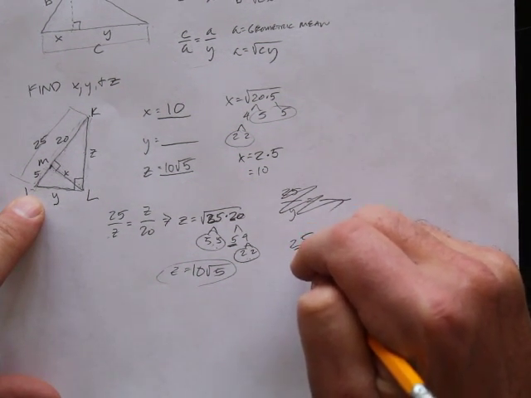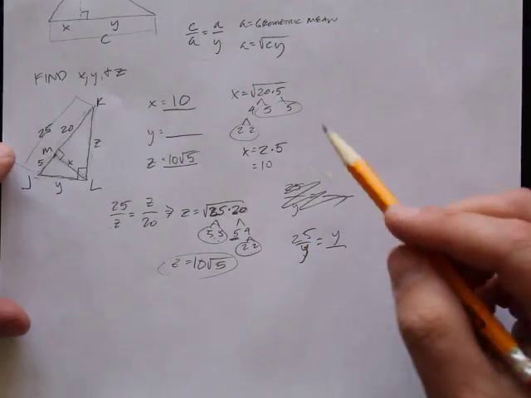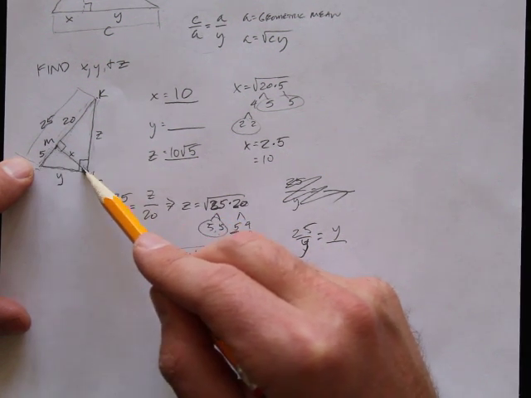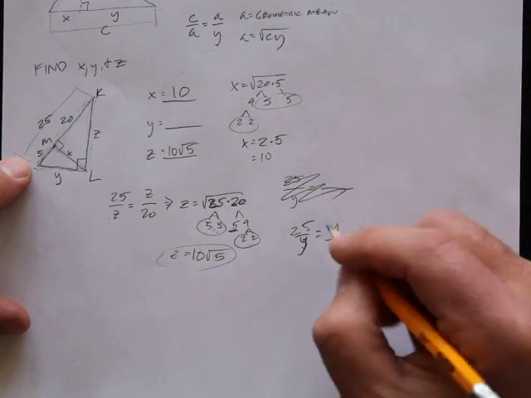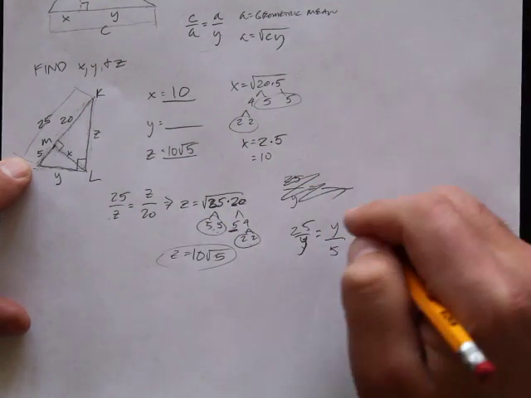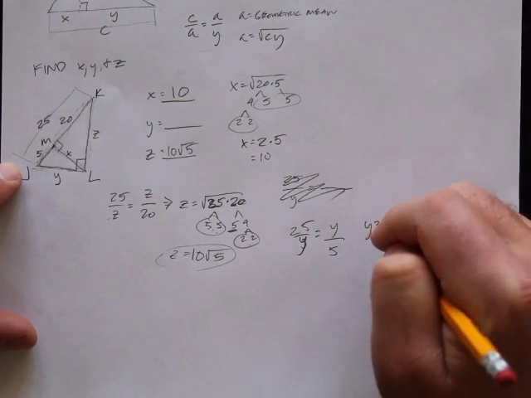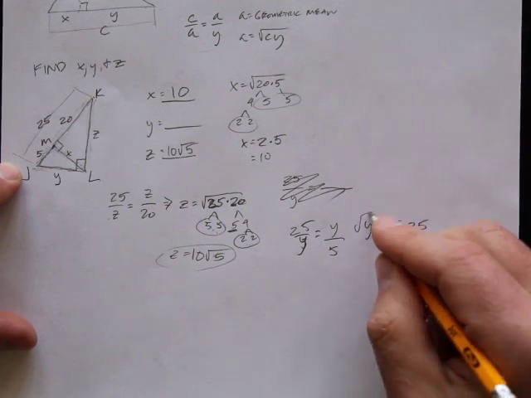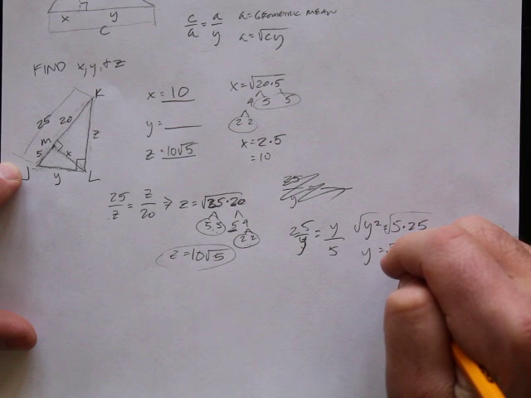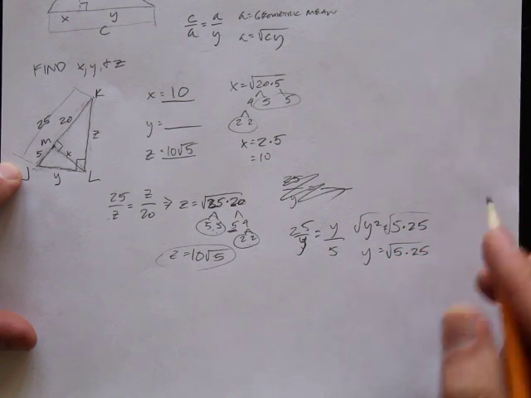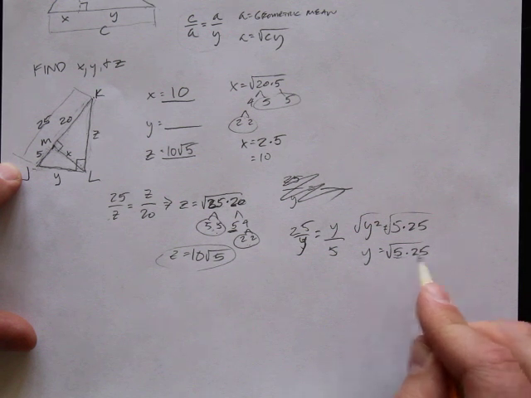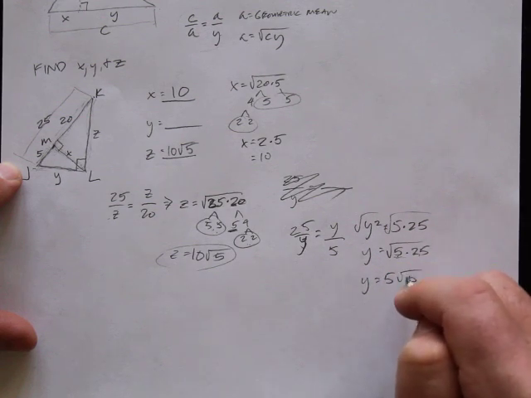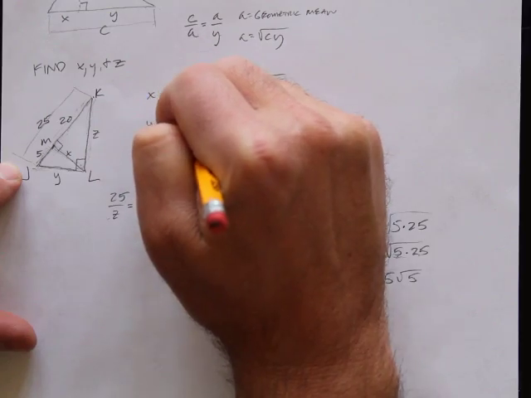25 over y equals y over, so I've done my hypotenuse over the small side, and then my hypotenuse over the small side. So this is the small triangle, here's my hypotenuse, here's my small side. So y over 5. Sorry for the confusion. Okay, when I multiply this out, I have y squared equals 25 times 5, or 5 times 25. Take the square root of both of those, y equals the square root of 5 times 25. The square root of 25 is 5, and I have this 5 left over. So that means y equals the square root of 25, which is 5, and then that 5 is stuck there. Y is 5 times the square root of 5.